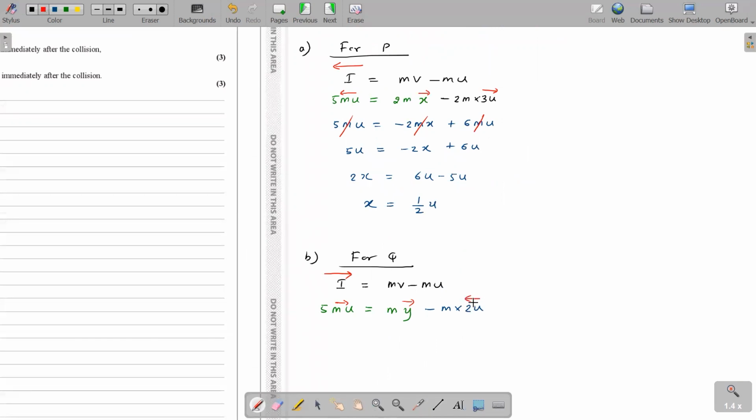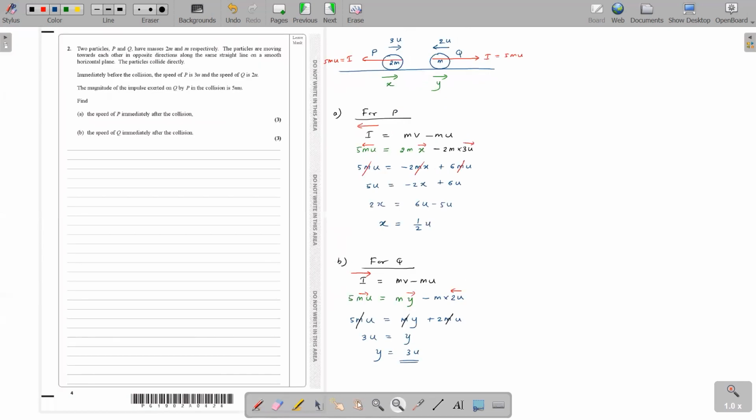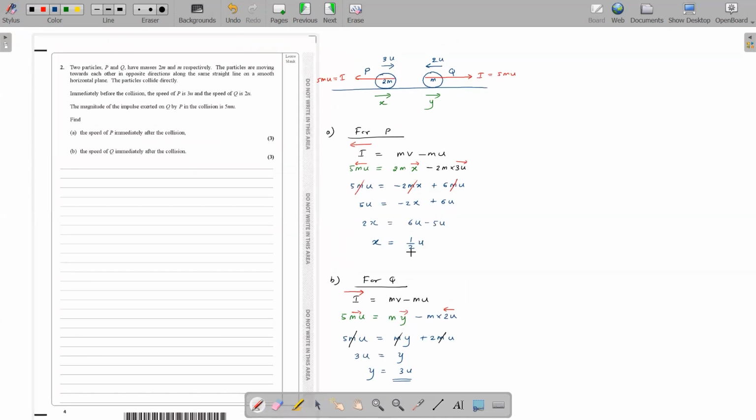So we need to convert that direction, because in the impulse the equation should entirely be in one direction. So it's going to be 5mu equals my. This is going to be plus 2mu, right? And then you can cancel out the m. And you get here 5u minus 2u, 3u equals y. Can you see the speed of Q is 3u. So this is the speed of Q after the collision. Is that clear? So we've got the answers for A and B.